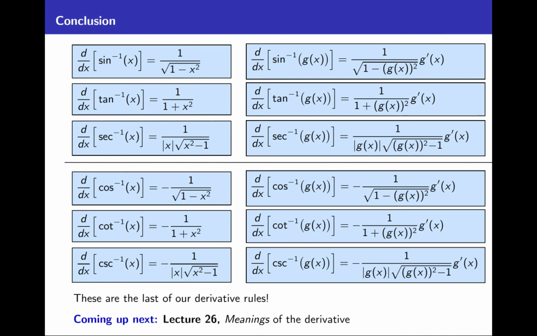So we have our rules. Coming up next, in lecture 26, it's not about rules, it's about meanings of the derivatives. We wouldn't be studying these things if they didn't have meanings. We now know how to find them. Next time, what they mean. I'll see you then.